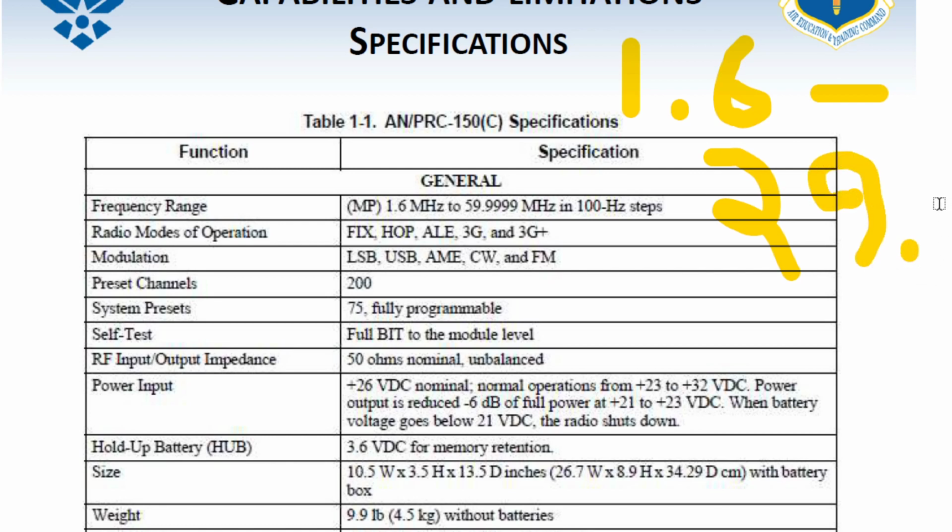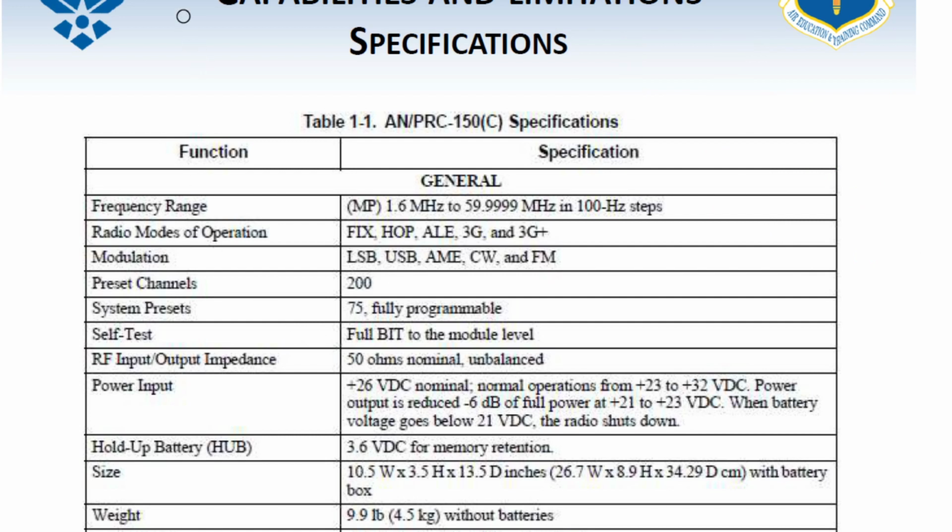Isn't it the 3 to 30? It's 1.6 to 29.99999. That is the range for this radio. Is it 3 to 30 megahertz? It is 3 to 30 megahertz. That is our HF range, but not of this specific radio. Keep that separated in your mind, but it's important to know your HF range.